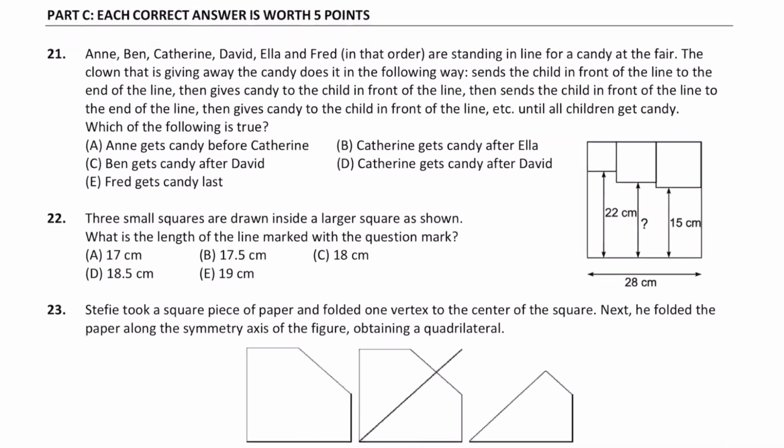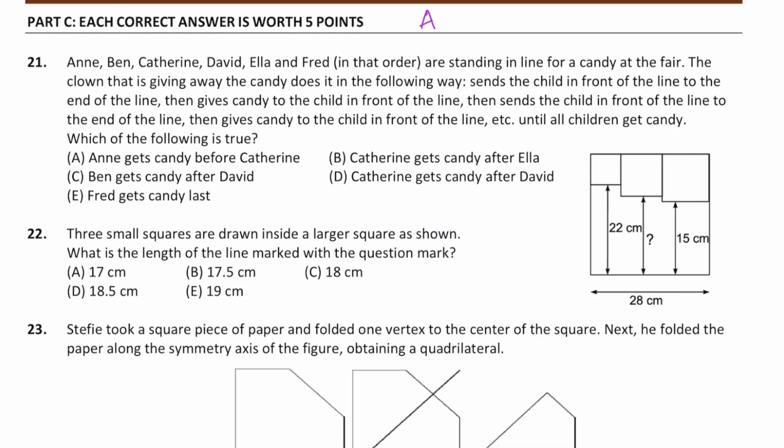So let's do the scenario in our head, okay? We have Anne, we have Ben, Catherine, David, Ella, and Fred. I'm just taking their initial name. So because Anne is standing in front of the line, the clown will be like, go back to the back of the line. Ben will get a candy, right?